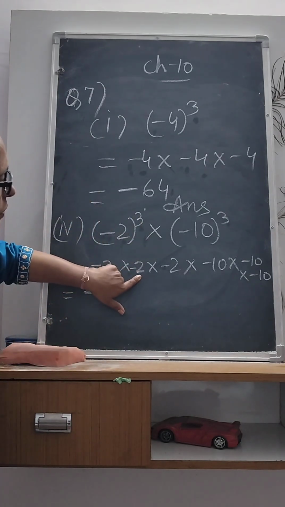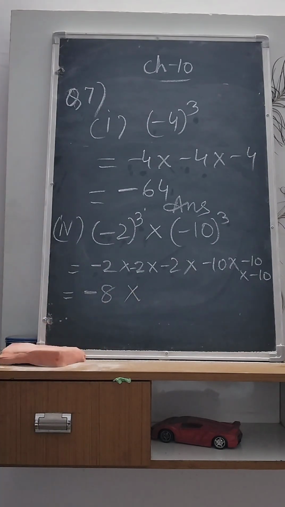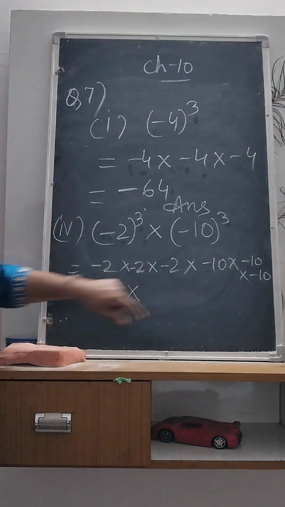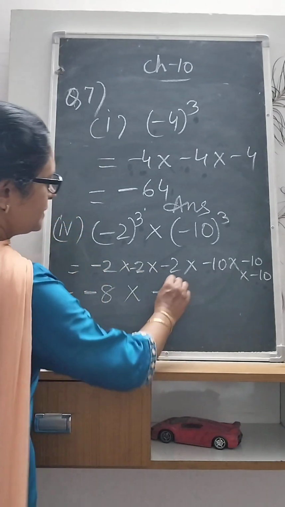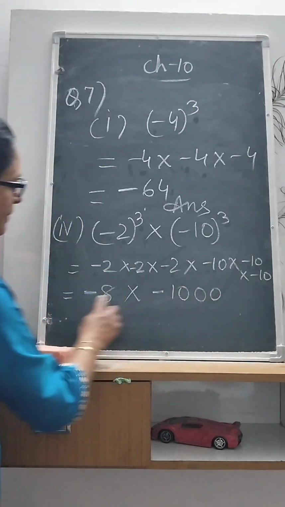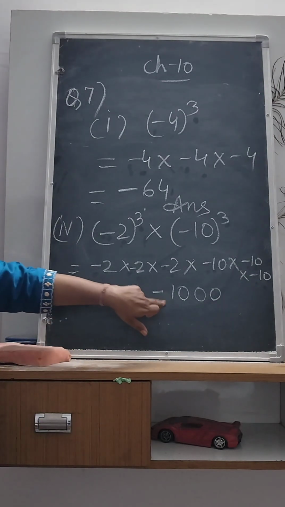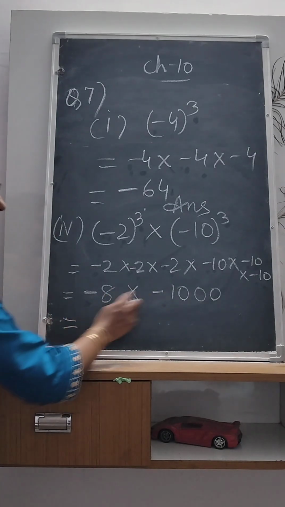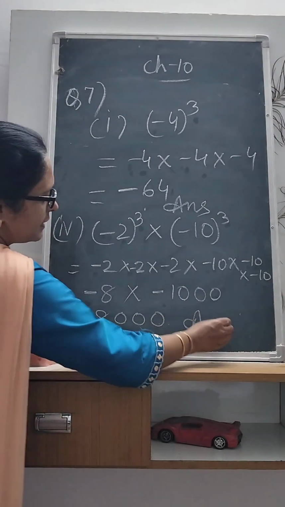2 into 2 is 4, 4 into 2 is 8. So minus 8 multiplied by minus 10 cubed. Now students, minus 3 times is odd, so your answer will be negative. 10 into 10 is 100, 100 into 10 is 1000. Now students, the two minus signs are even times. As I have told you, if you are multiplying even times, you will get positive. Minus will become plus. 8 into 1000 is 8000. So this is your answer.